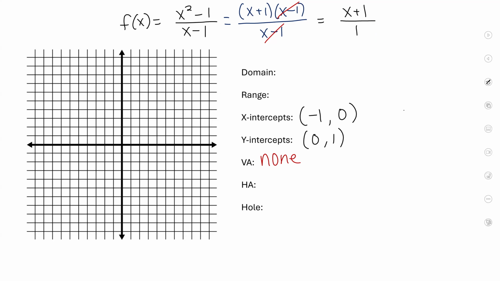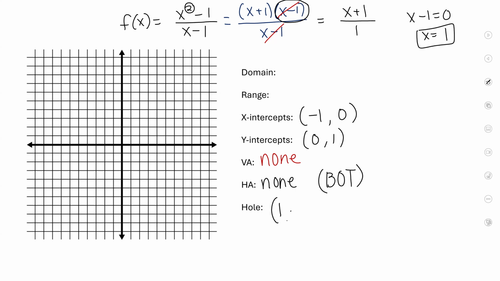It made no sense. Horizontal asymptote, let's look at the original problem. Is it big on top, bottom, or the same? Yep, it's big on top. So what do I say? None. Remember, if it's big on top, the answer is none. Now, we do have a hole because we canceled out. So the thing I canceled out, if I set it equal to 0 and solve it, what will I get? 1. That is the x value of the hole.